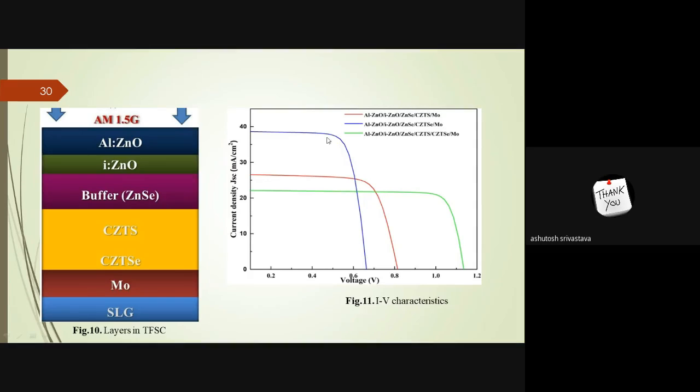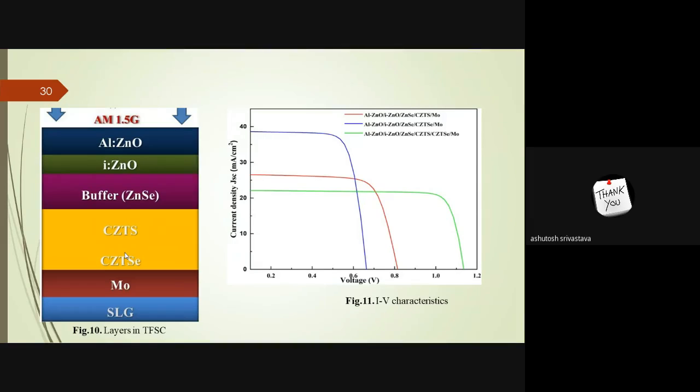These three IV characteristics are, for the first time, with CZTS as an absorber material. Then I replaced CZTS with CZTSe, and we obtained this efficiency. Finally, we tried to stack CZTS and CZTSe back-to-back so that we can incorporate the good properties of both at the same time.